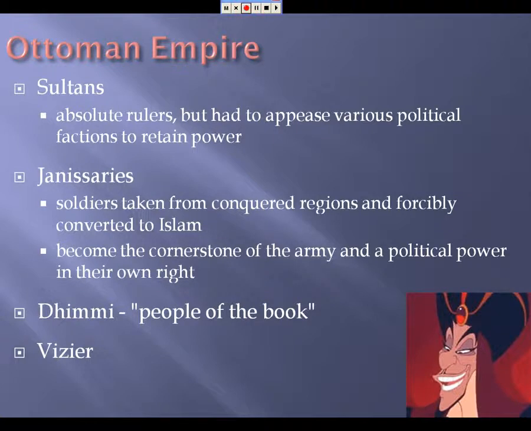Does this word look familiar? Okay, that's a concept that continues into the Ottoman Empire. This notion that Jews and Christians are equal recipients of God's word, they just got part of it wrong.